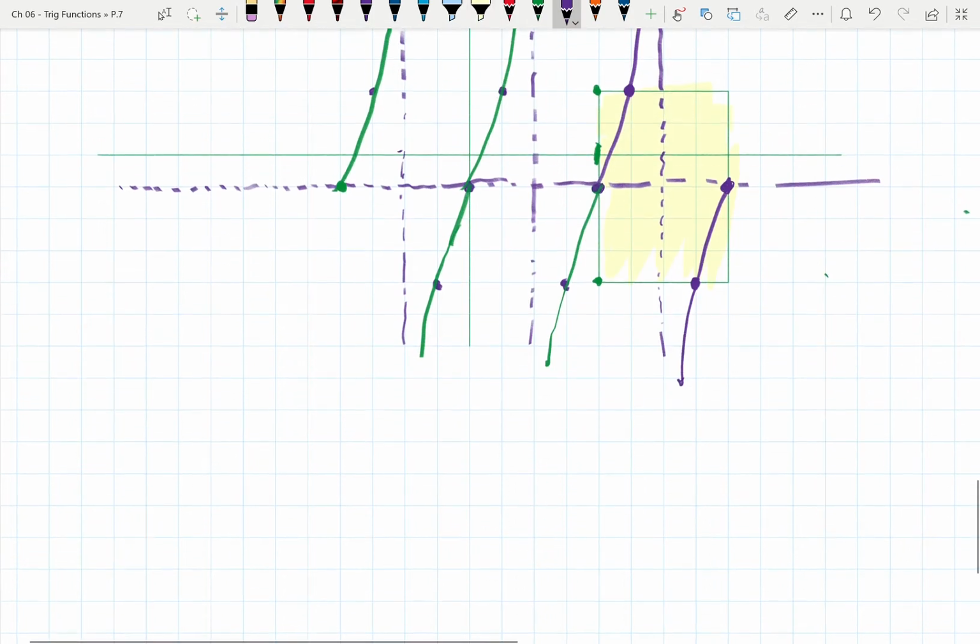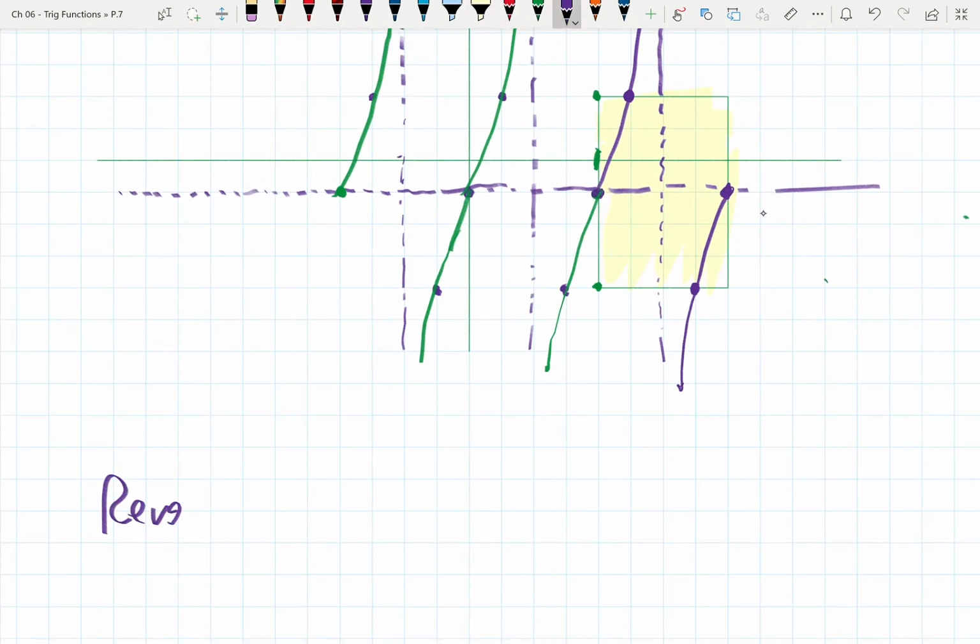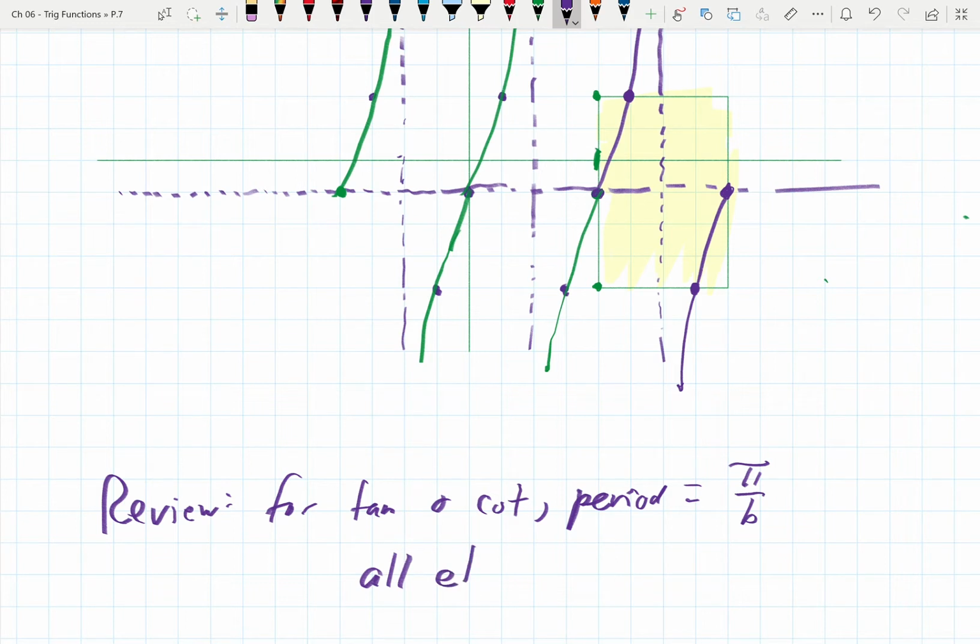Okay. To review, for tangent and cotangent, period equals pi over b. All else, period equals 2 pi over b. Capiche?